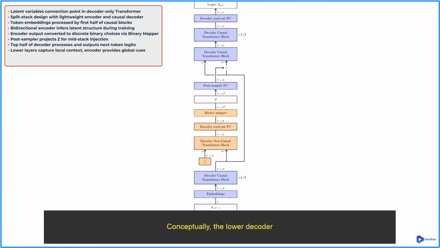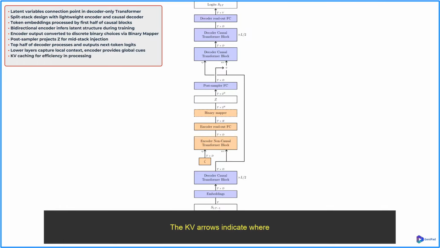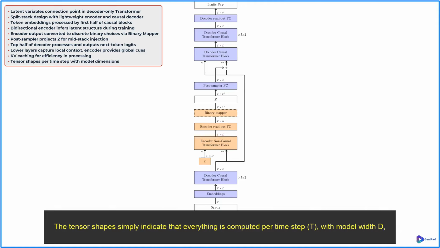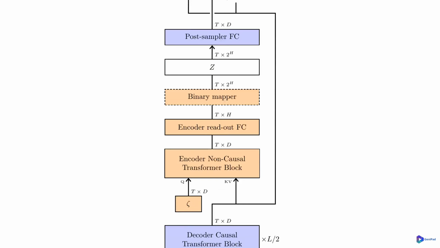Conceptually, the lower decoder layers capture local context, the encoder proposes global latent cues, and the mid-stack injection lets those cues steer the upper decoder layers before prediction. The KV arrows indicate where keys and values can be cached or pre-filled for efficiency. The tensor shapes simply indicate that everything is computed per time step t, with model width d, vocabulary size v, and latent width h.